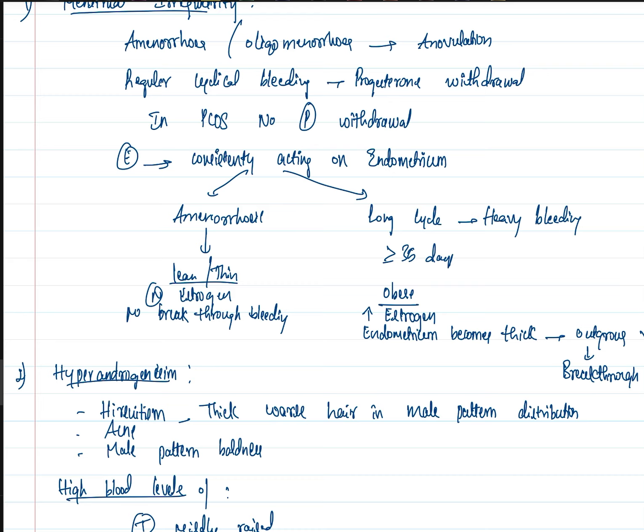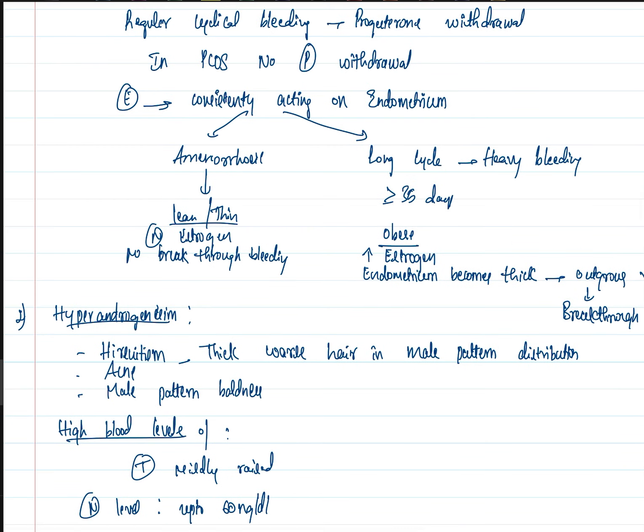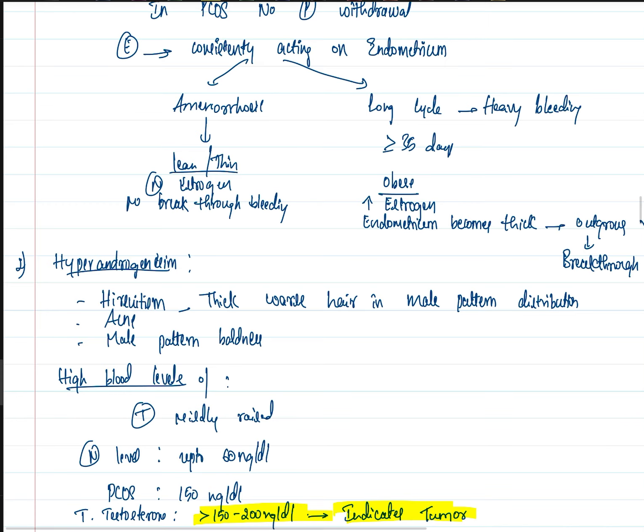And amenorrhea will be seen in lean or thin women because they have normal estrogen, and there is no heavy bleeding because estrogen is not acting continuously. It is not leading to hyperplasia of the endometrium. No breakthrough bleeding. That is why they will have a normal flow. Okay.